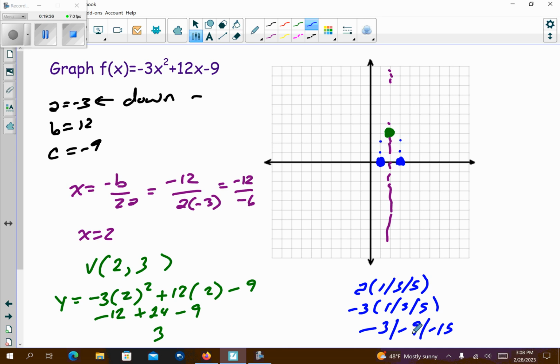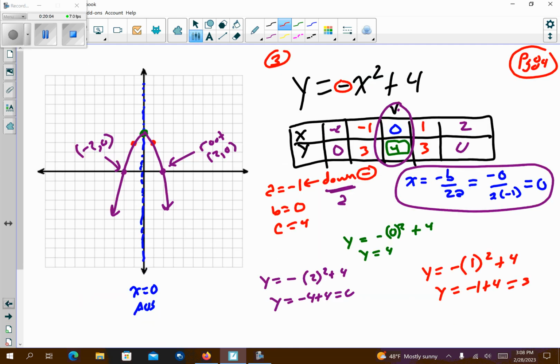And then to get my second set of points, I'm going to go from those points right 1, down 9. Do the same thing over here, down 9. And it's all mirror images. And here's my parabola. Okay, it's done.